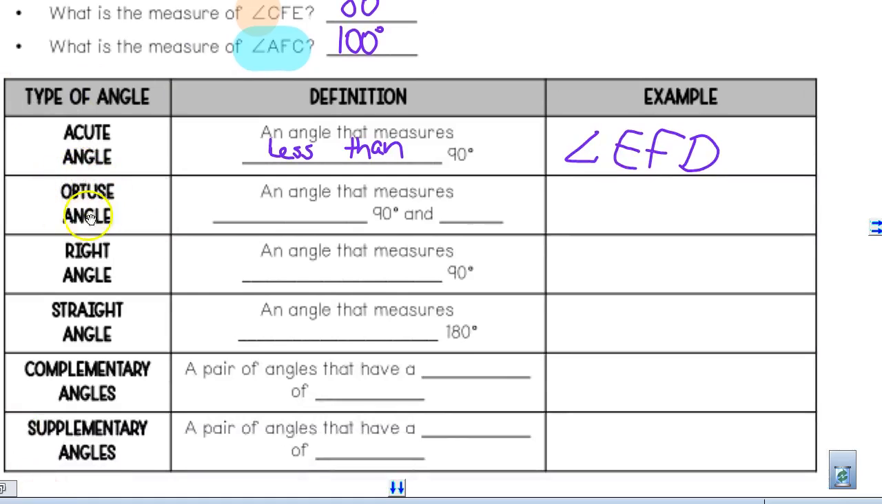And our next vocabulary word is an obtuse angle. An obtuse angle is an angle that measures between 90 degrees and 180 degrees. So an obtuse angle is a very large angle. It's got to be bigger than 90 and less than 180 degrees. So an obtuse angle is between 90 and 180. It's greater than 90 degrees.